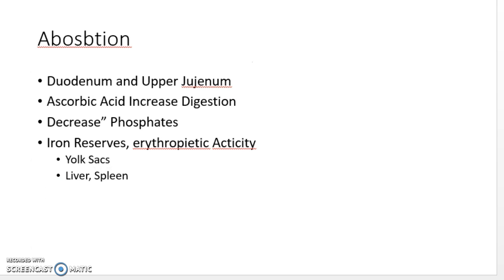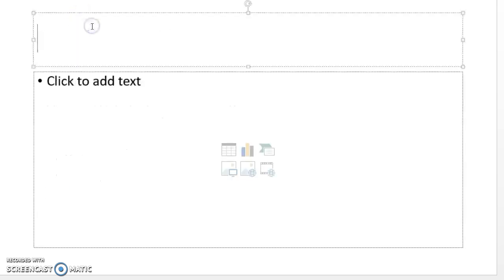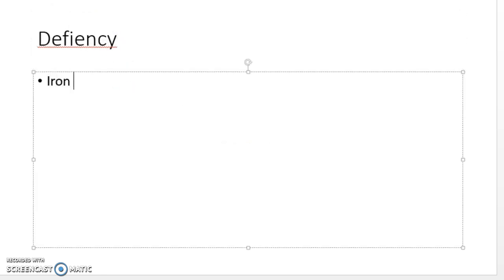I want to talk about now, I want to move over to the deficiency of iron. So iron, as we know, is going to be an important part of, this is some background information, part of hemoglobin. We already know that. We said hemoglobin, myoglobin, and many enzymatic activities.